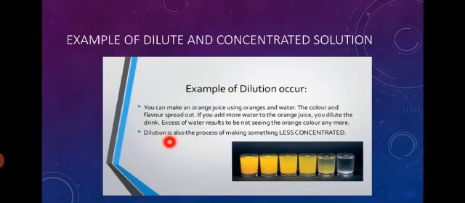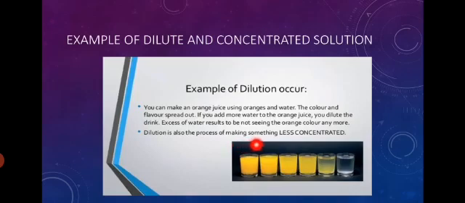For example, you can easily observe dilution of solution in your daily life when you make juice at home. If you first add a small amount of water and then add the juice in it, you can say that this is the concentrated form of the solution. But when you add water in it, then you dilute the solution. You can make an orange juice using oranges and water. The color and flavor spread out if you add more water to the orange juice. You dilute the drink. Excess water results in not seeing the orange color anymore.